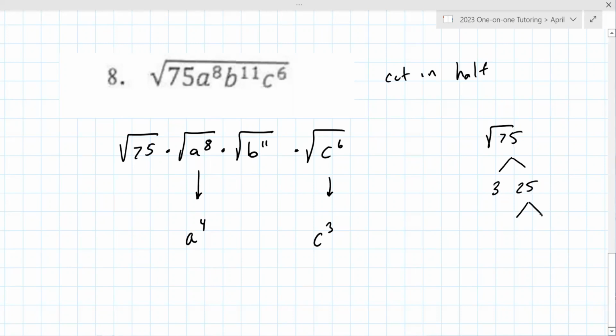And what does 25 become? 5 and 5. Okay. Now, are there any pairs there? The 2 5s. Yes. So it becomes 5 square root of 3.